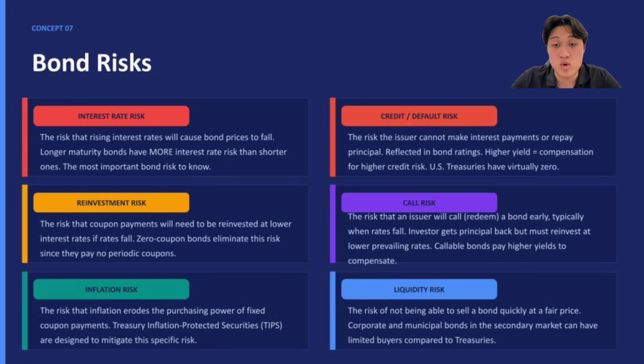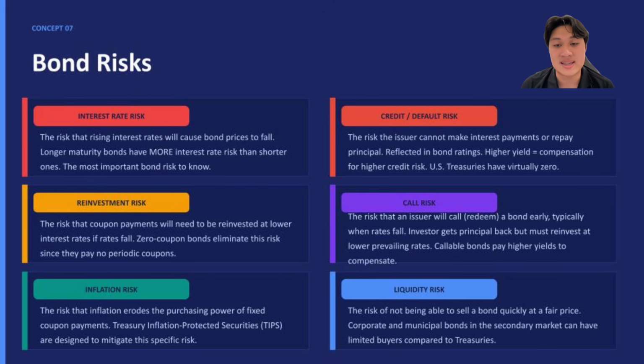They also have credit or default risk. Again, US treasuries virtually have no default risk, but if you do buy a bond from a private company or a public company, whoever else, it does have default risk. Call risk.